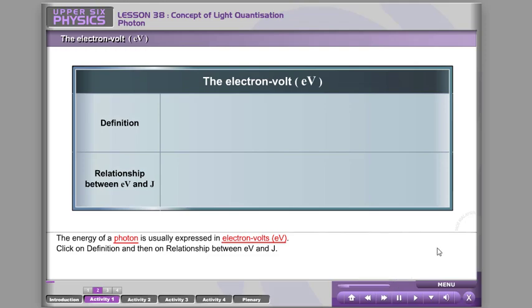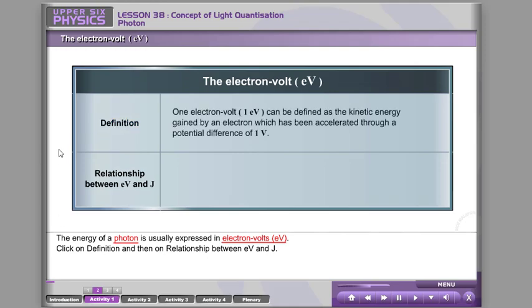The energy of a photon is usually expressed in electron volts. Click on Definition and then on relationship between electron volts and joules.